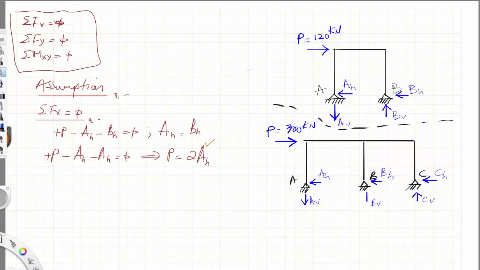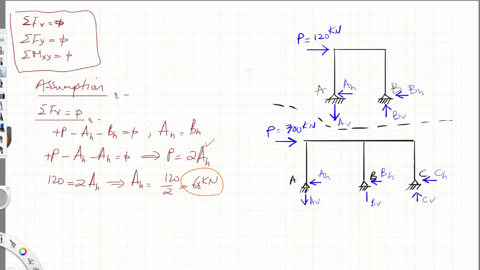So with that, I can rewrite the entire thing in the following way. I say 120 is equal to 2AH. That means AH is equal to 120 divided by 2, which is equal to 60 kilonewtons. So this is the solution.